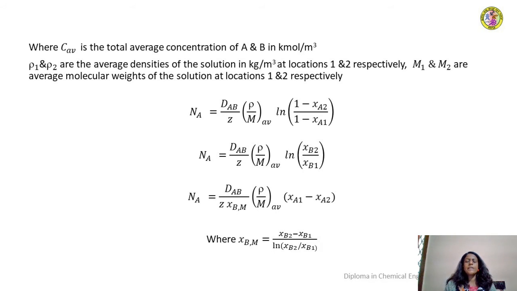On the left-hand side, NA is the rate of diffusion, and the other term on the right-hand side, xa1 minus xa2, is the concentration difference or the concentration gradient. Now your rate equation is of the form rate equals coefficient into concentration difference. So this equation can be used to calculate the flux NA for the steady state diffusion of A through non-diffusing B in the case of liquids.